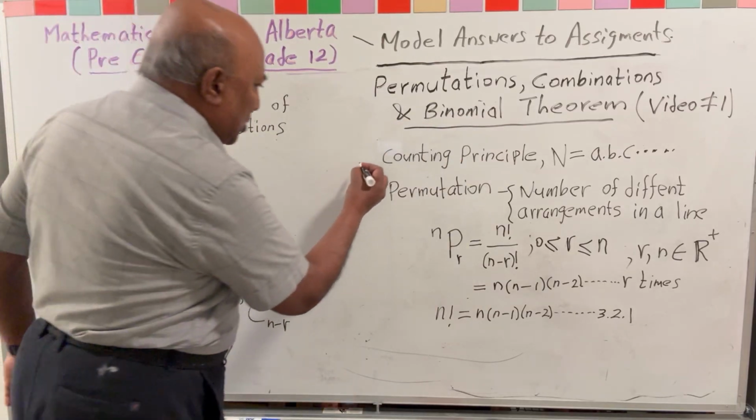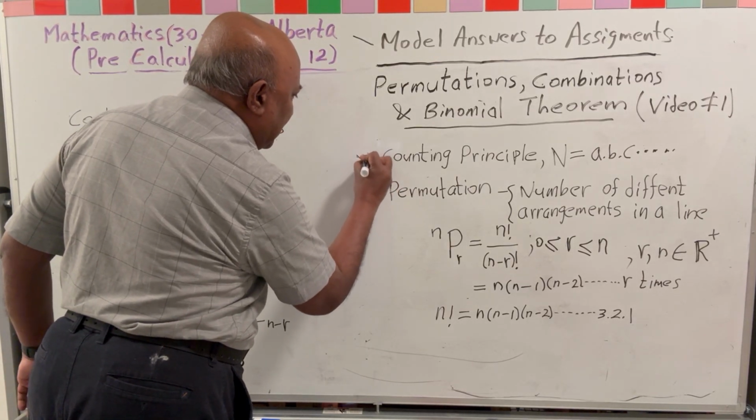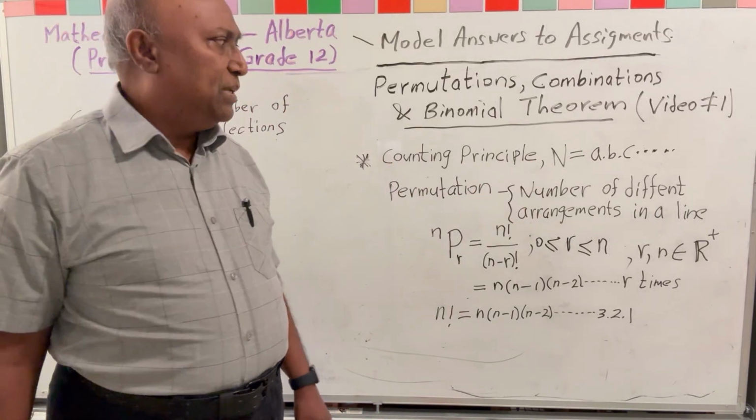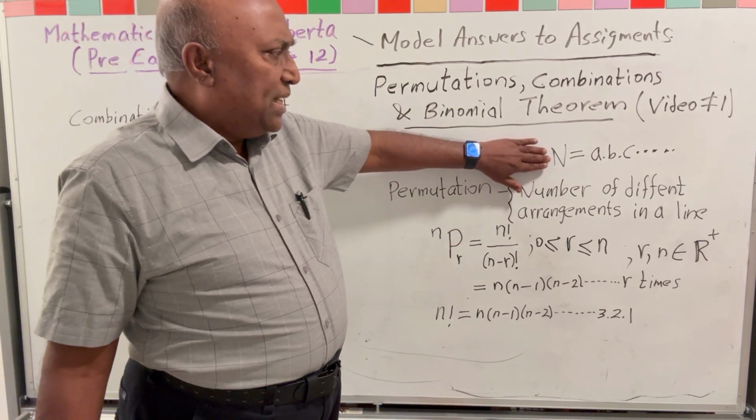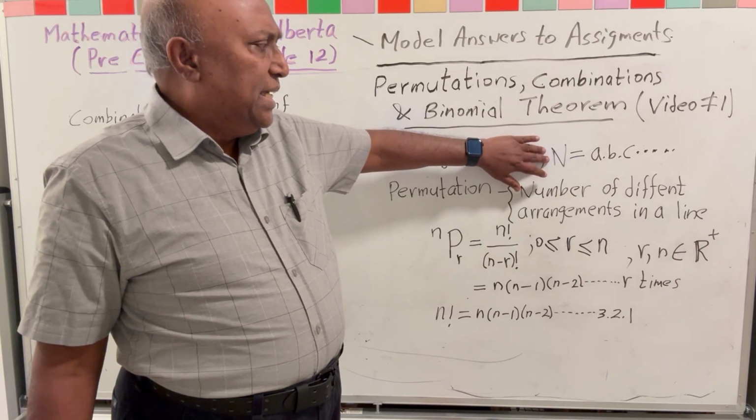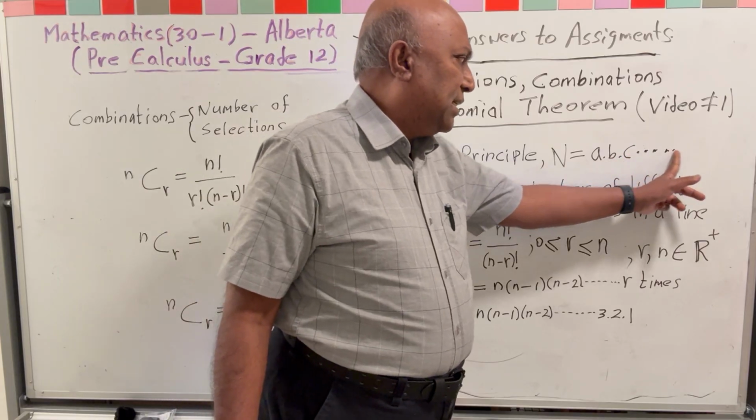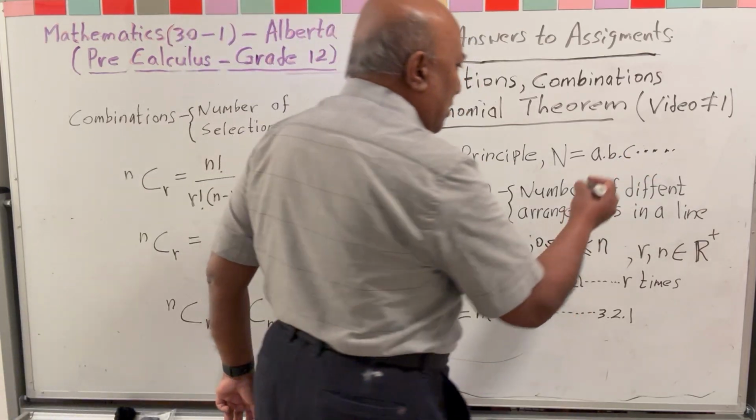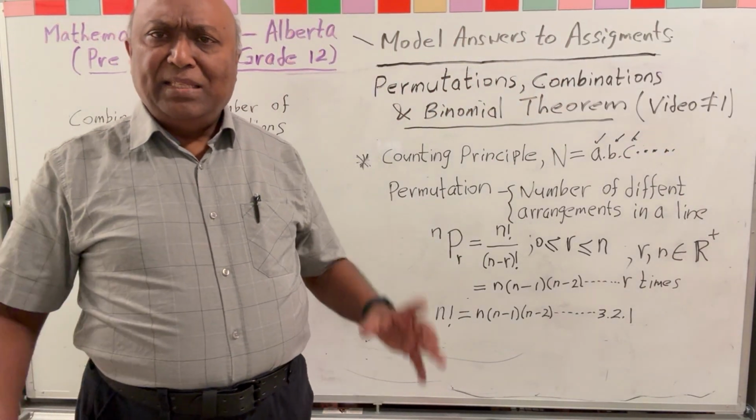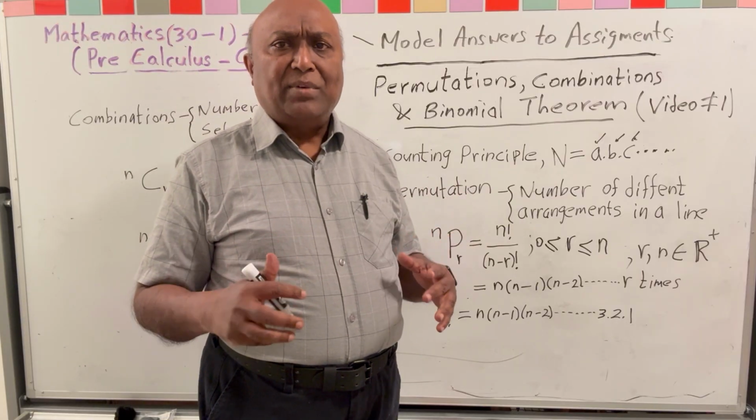First of all, we need to know the counting principle. Sometimes that is called the fundamental counting principle. What is this? I have provided some formula. This is a very simple formula: N equals A times B times C times etc. That means, what are A, B, C? Actually, these are some kind of event, some kind of action.